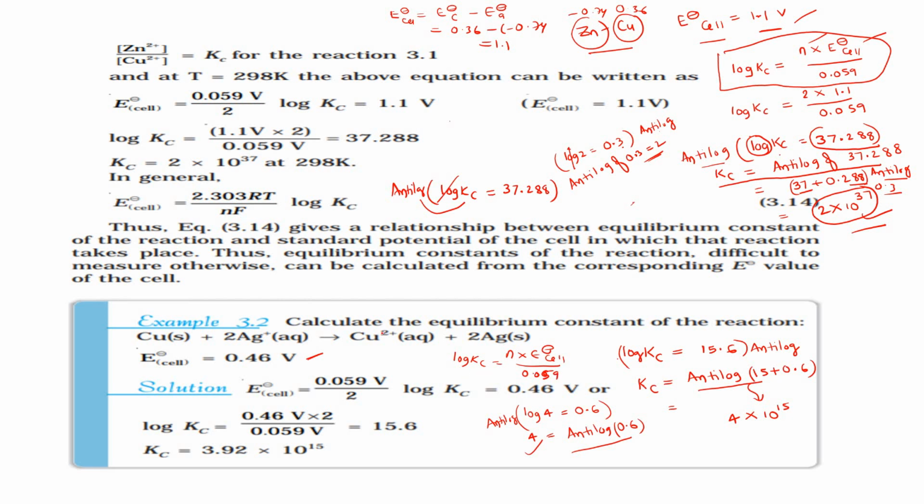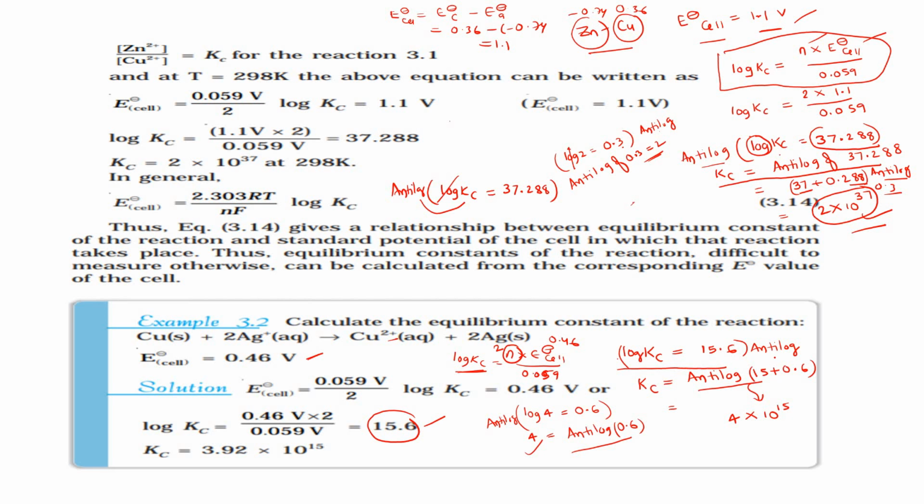Now E naught cell is given as 0.46. Substitute 0.46 here. How many electrons are substituted for n? Copper is 2 plus, so 2 electrons. Substitute 2. Now log Kc, after substitution, you get 15.6. If you don't understand, it is the same thing. Log Kc equals 15.6.